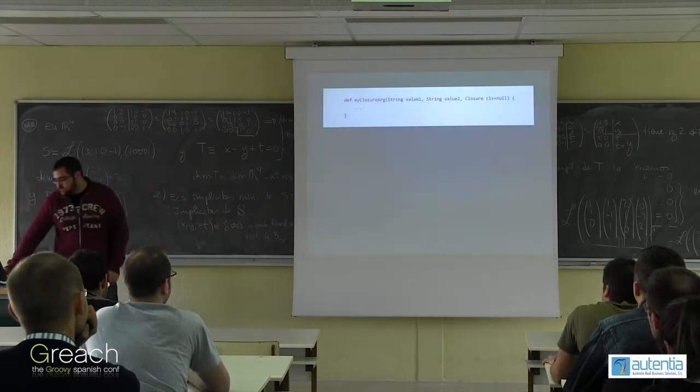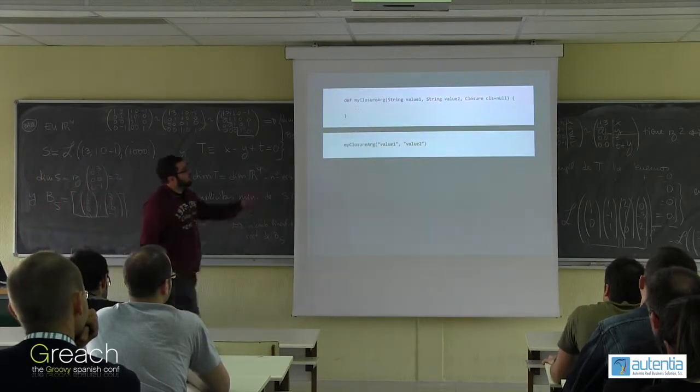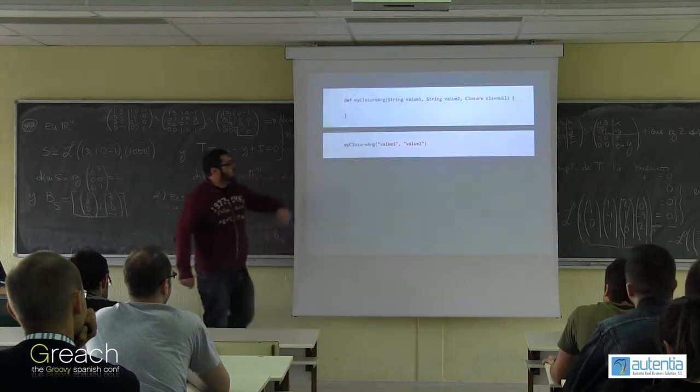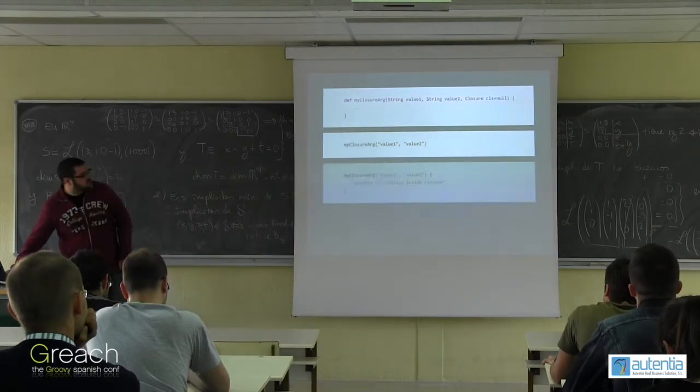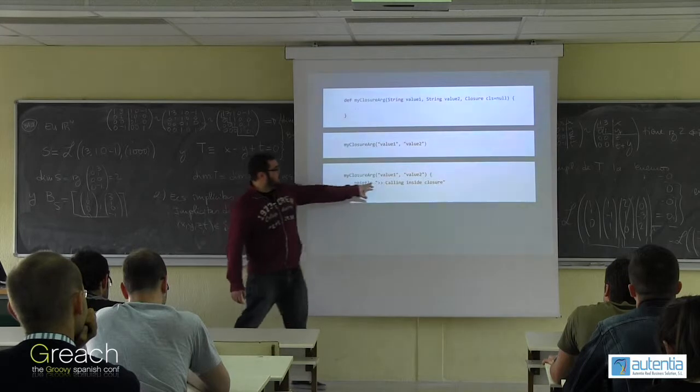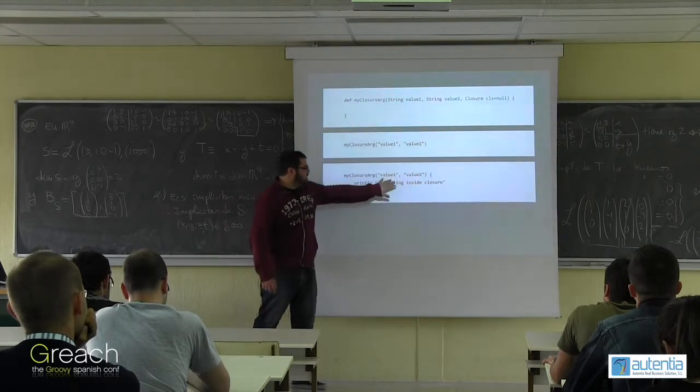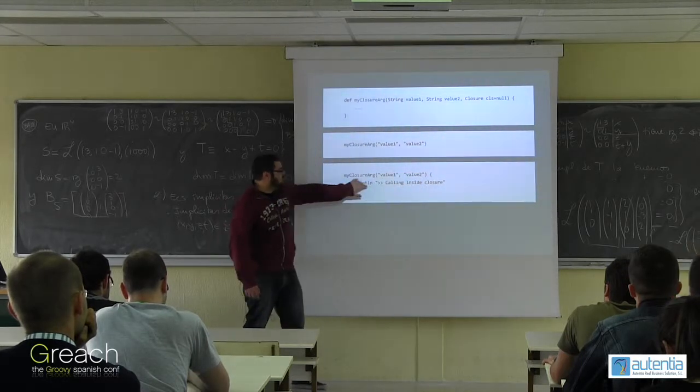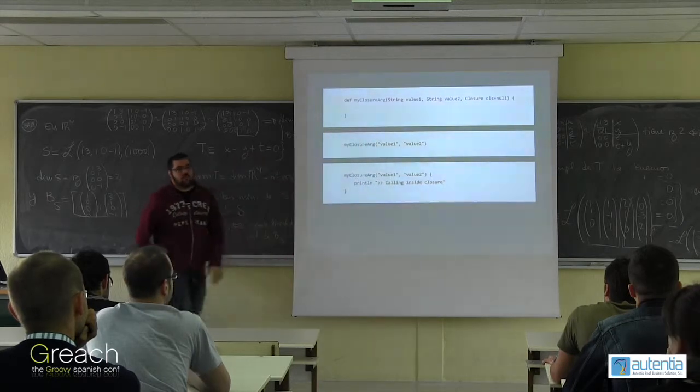And the closure. If your method has a closure at the end, then you can call it with this kind of notation outside, as if it's not part of the arguments. It's like the body of the closure, all right?